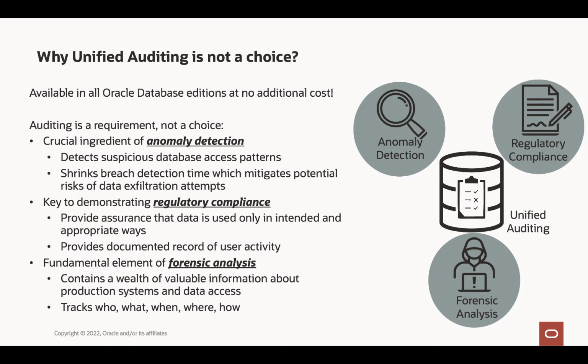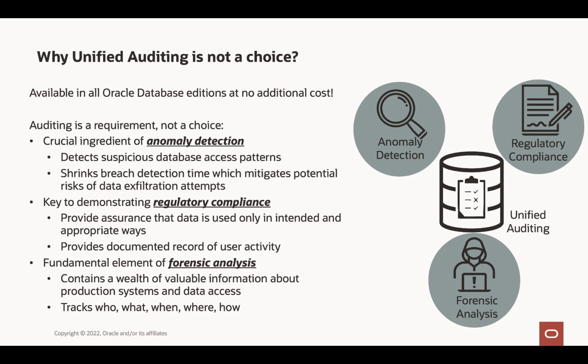Let's examine why auditing is a requirement and not a choice. It's a crucial ingredient of anomaly detection to find suspicious database access patterns and shrink the detection time. Shrinking the detection time is crucial because it mitigates the potential risk involved, for instance, when someone is trying to exfiltrate the data.